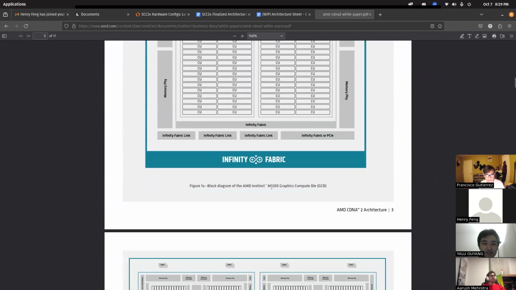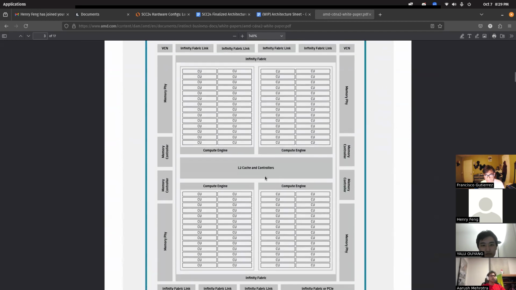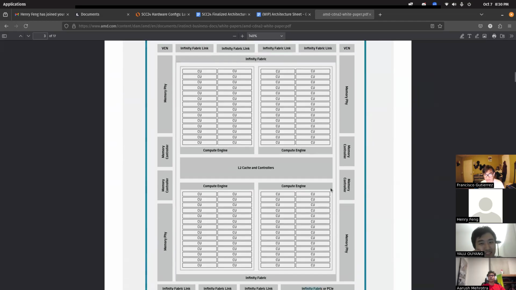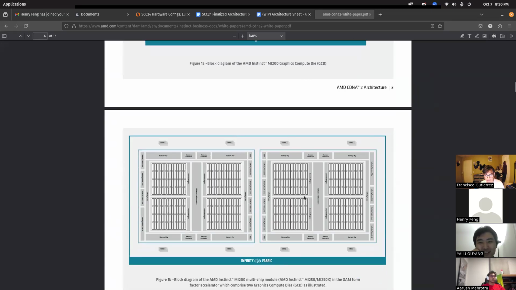What is this one? MI200 compute die. I'd say let's go with the simpler one for now. But if you ever want to add more detail, this would be really good because you get to see these connections. But that's just one die. How much do we have on that? I think this is better.